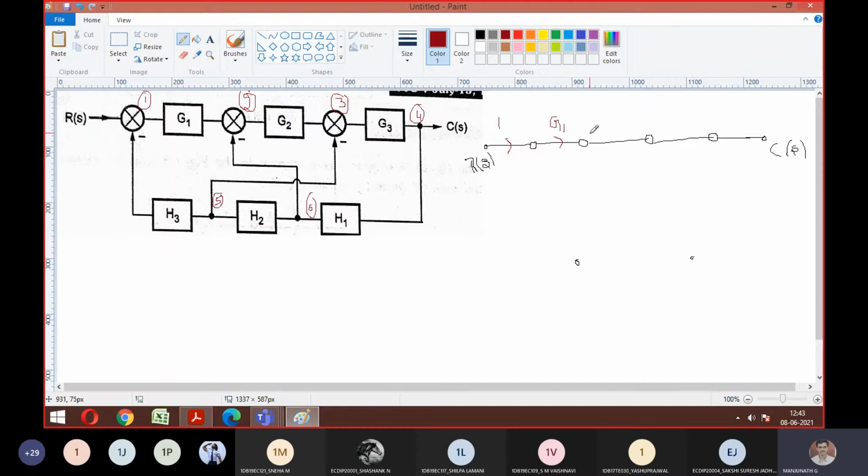Next, keep telling me. Between 2 and 3 you have G2. Good. Next, 3 and 4, G3. And again the last has nothing, which means it is understood to be 1. Okay? So then intermediate signals we will try to connect now. What are the intermediate connections now? You can see 5 and 6 nodes are connected to H2.